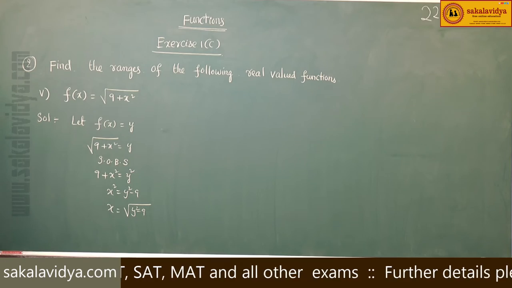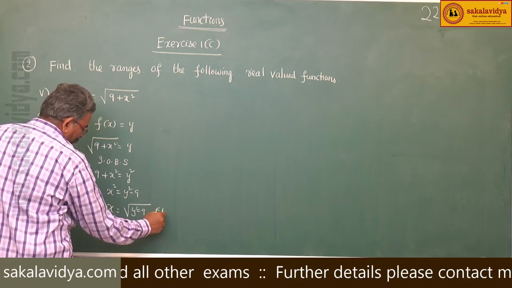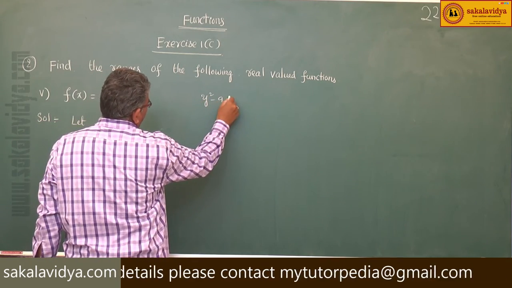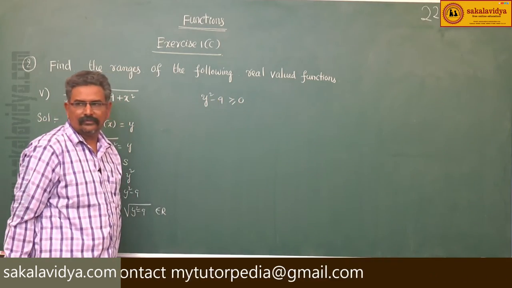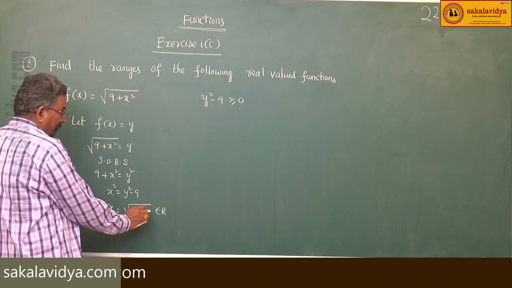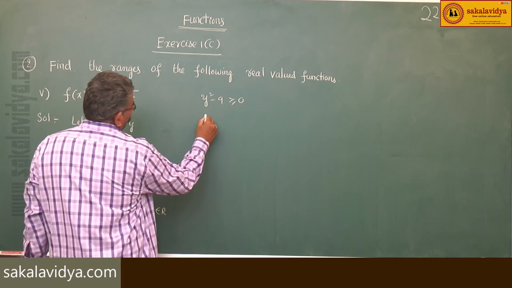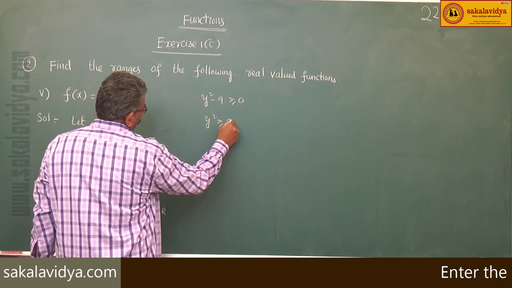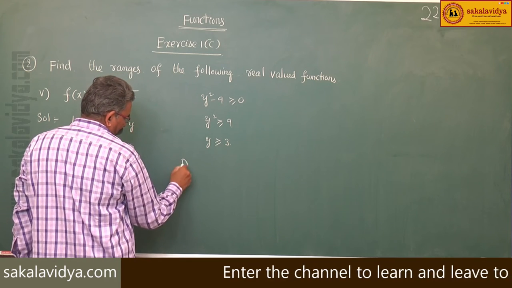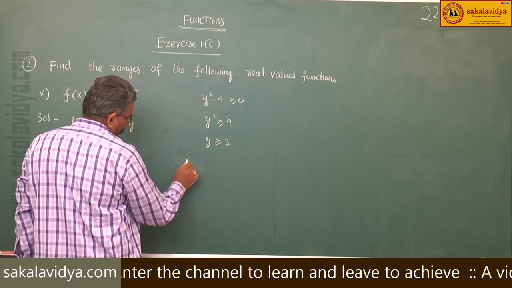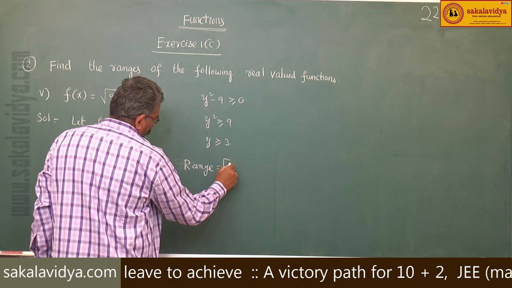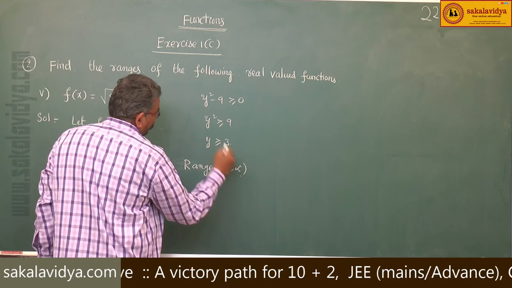For x to be a real number belonging to R, y square minus 9 must be greater than or equal to 0. That means y square minus 9 may be 0 or greater than 0. So y square is greater than or equal to 9, y is greater than or equal to 3. Therefore, the range in this problem is the closed interval 3 to infinity.